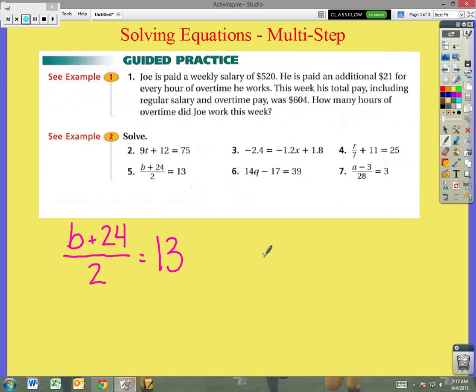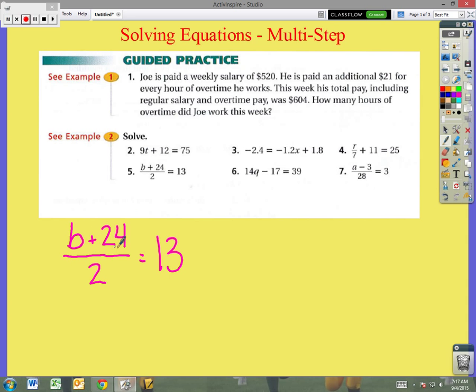Okay, now many of you are probably hating me right now because that problem might have been either too challenging or maybe you just weren't ready for it. I don't think it's too challenging, just maybe not ready for it. So we take a look at this. I'm going to guess many of you wanted to subtract 24 from both sides first. The best way to get this problem done is to first get rid of the divide by 2.